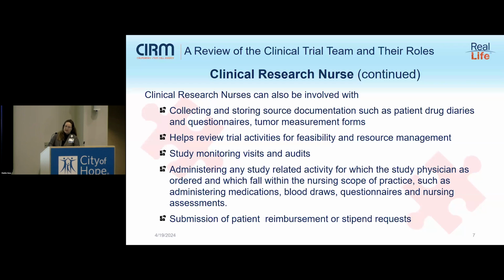In between the scheduled events that are typically on the CRN's calendar, they're busy putting in orders on behalf of the PI. We're typically looking at lab scans, patient visits with the physician or procedures, as well as the treatment visits.